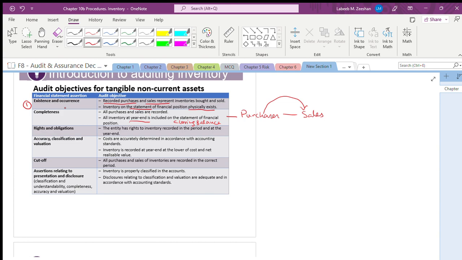When we are talking about the valuation, just now I told you, it is lower of cost and net realizable value. Net realizable value. This is as per International Accounting Standard 2. What is the cutoff? All purchases and sales are recorded in the correct period. Whether it is in the current year or the previous year. That is the reason why we have very much concern about opening balances and closing balances.